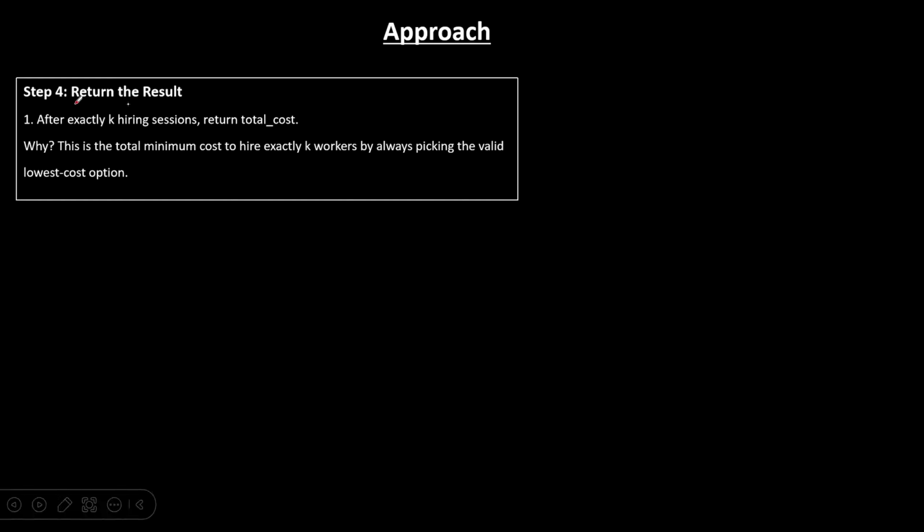Now at step four, we return the result after exactly k hiring sessions. We return the total cost. This is the total minimum cost to hire exactly k workers by always picking the valid lowest cost option.